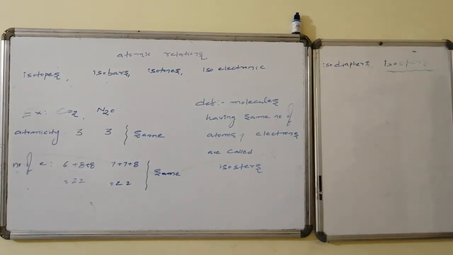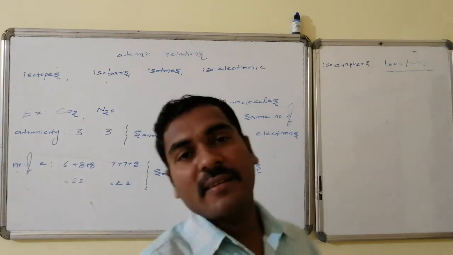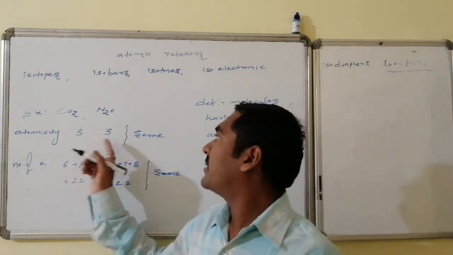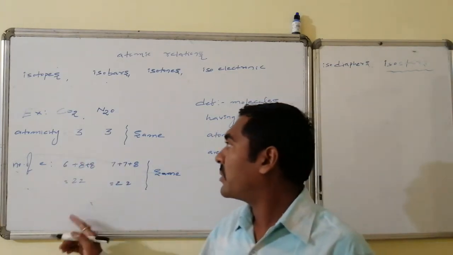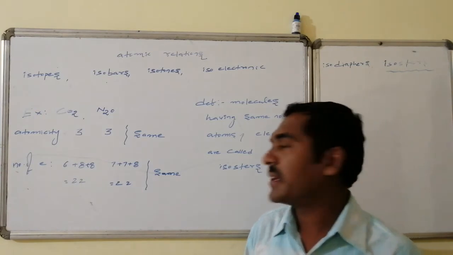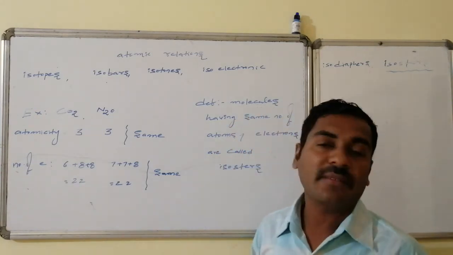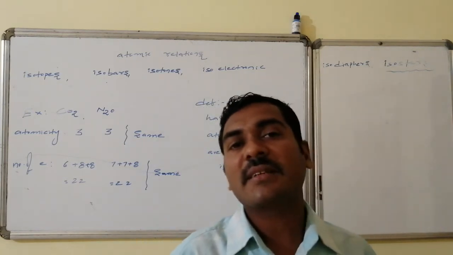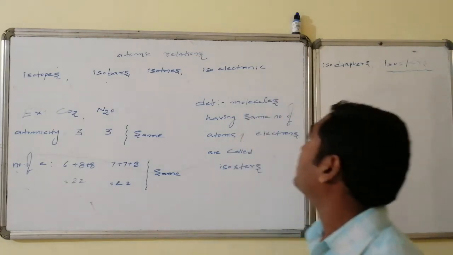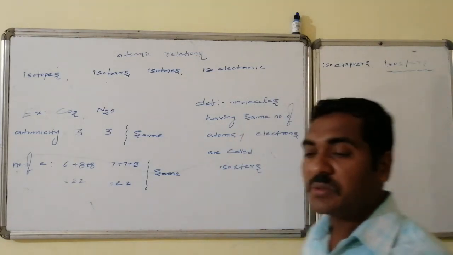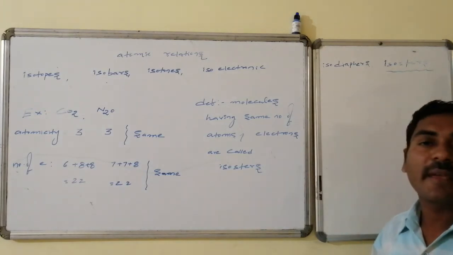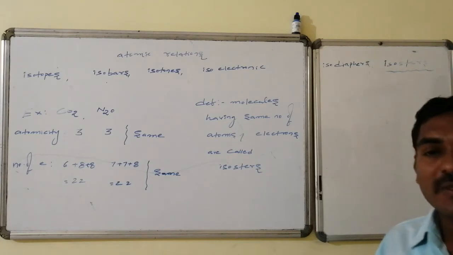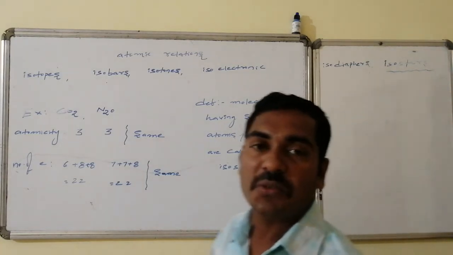Isosteres: molecules like carbon dioxide and nitrous oxide (N2O). If you look at the atomicity, the total number of atoms is 3 in both cases, that is the same, and the total number of electrons, carbon having 6 and oxygen having 8, is 22 here and 22 here. That is, molecules having the same atomicity and the same number of electrons are said to be isosteres to one another. That is, molecules having the same number of atoms, the same atomicity, and the same electron count are known as isosteres to one another.